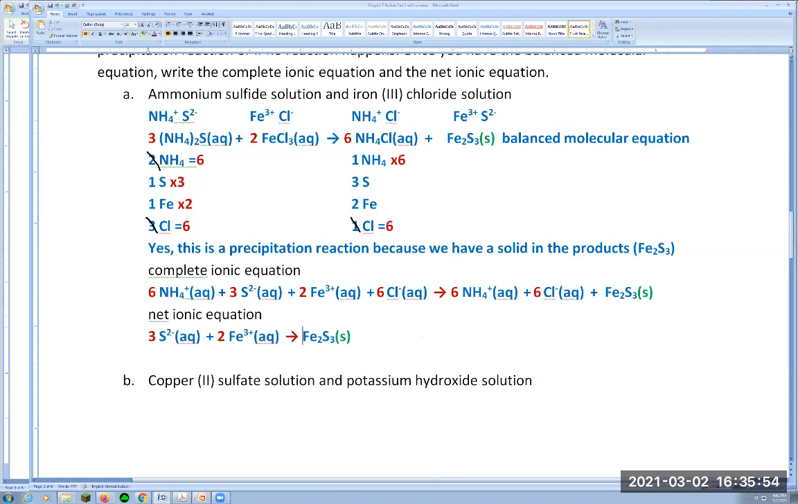So the net ionic equation comes down to showing you which ions will mingle together to make the precipitate, the solid. And here you need 2 iron 3 plus ions and 3 sulfide ions to make the Fe2S3 solid. And so you have to balance it, and this is already balanced here, right? 3 sulfur, 2 iron. So typically, the net ionic equation of a precipitation reaction will show the pair of ions that will together make the solid, the precipitate.